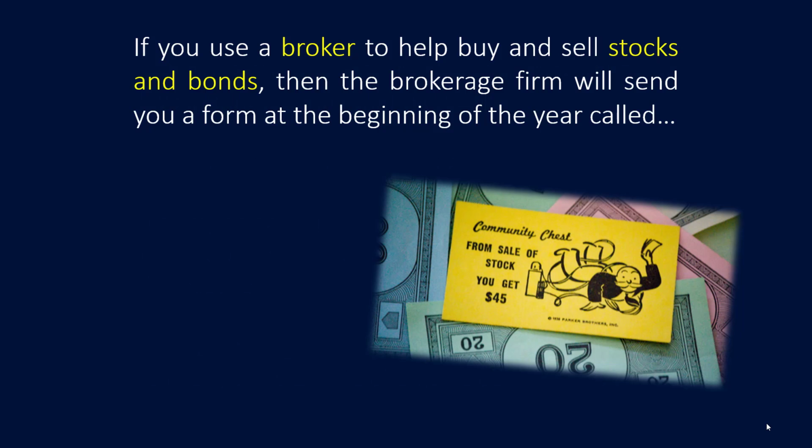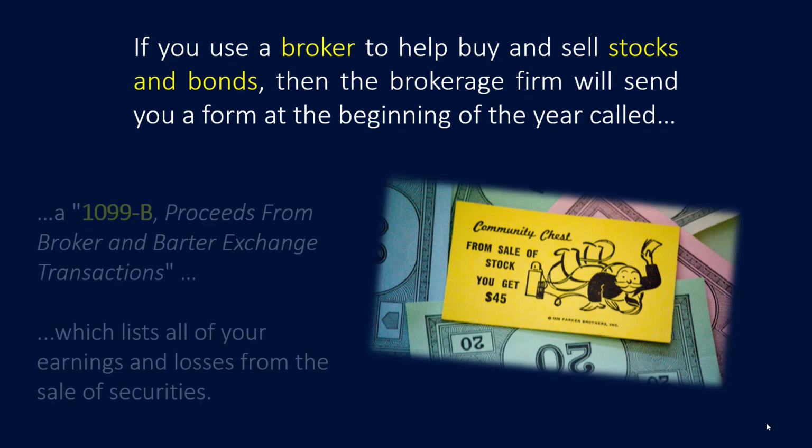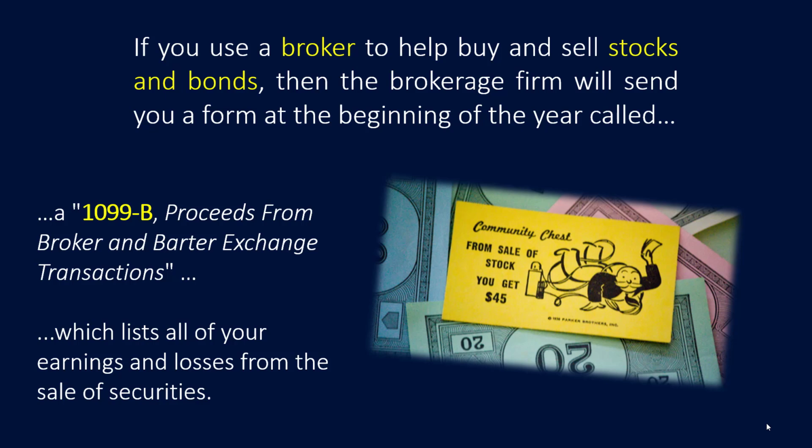If you use a broker to help buy and sell stocks and bonds, then the brokerage firm will send you a form at the beginning of the tax year called a 1099-B, Proceeds from Broker and Barter Exchange Transactions. This form lists all of your earnings and losses from the sale of securities.